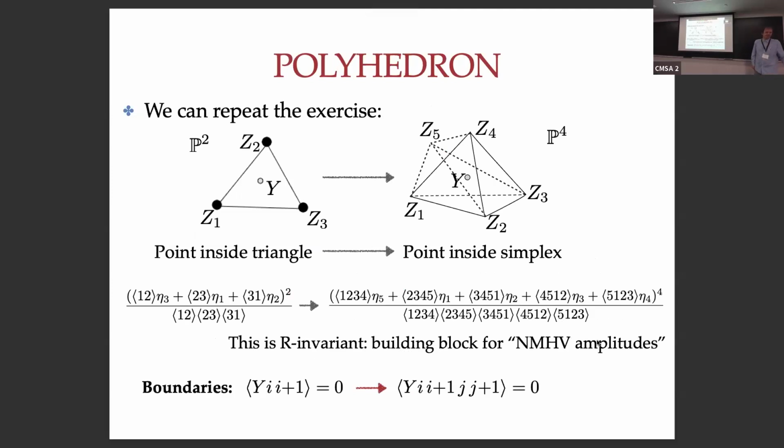If you repeat the exercise, not in P2 but P4, so we go 2 dimensions higher, we have a simplex and eventually glue it into a higher polyhedron, and we do exactly the same thing. The function that we get from physics, from the d-log form on the simplex or the polyhedron, would actually already be relevant for some scattering. This would be called the R invariant, and this is a building block for the NMHV amplitude, for the K+1 amplitude. And going 2 dimensions higher also changes the boundary structure. So instead of lines i, i+1 in the polygon, it is now 3 planes (i, i+1, j, j+1). It's a 3-dimensional boundary, and it has 4 vertices, i, i+1, j, j+1.